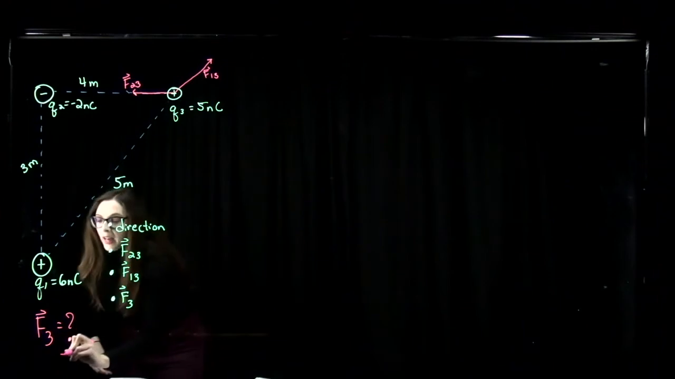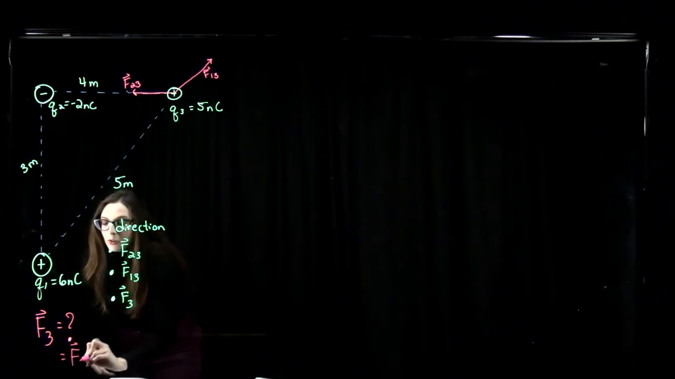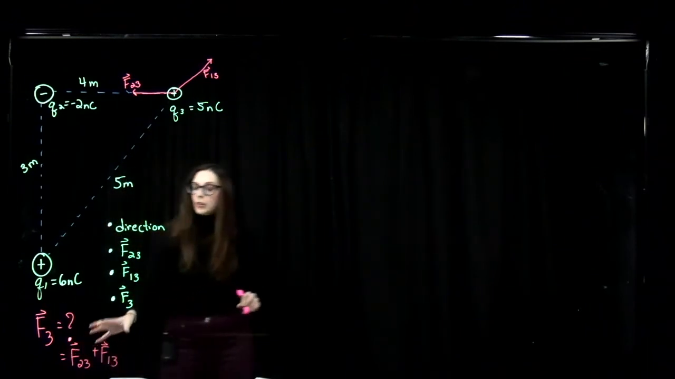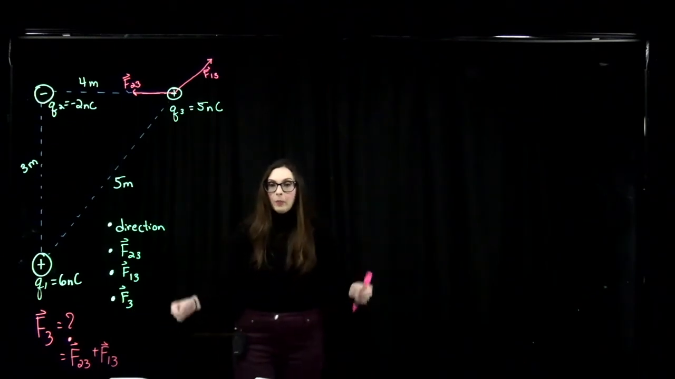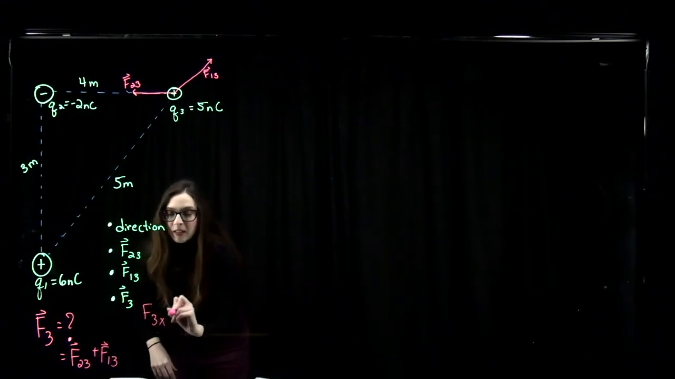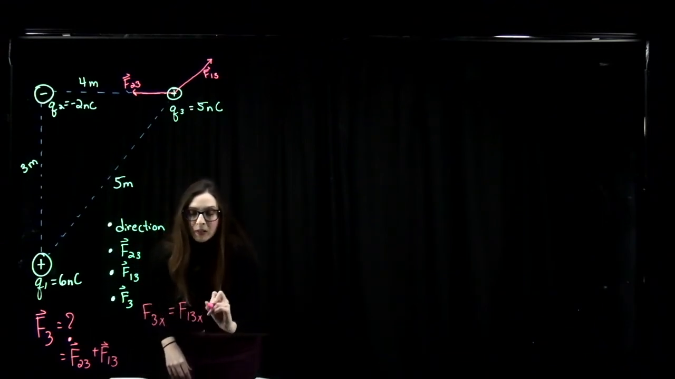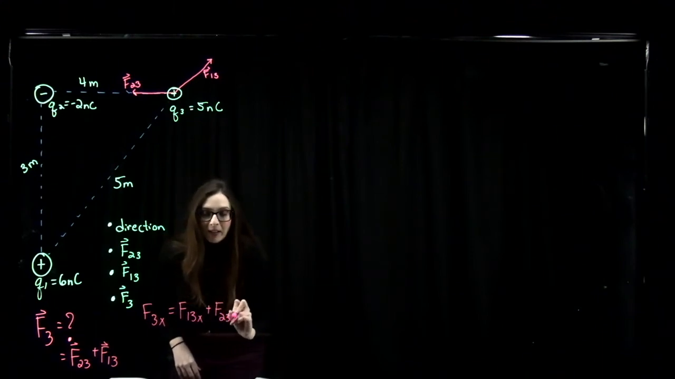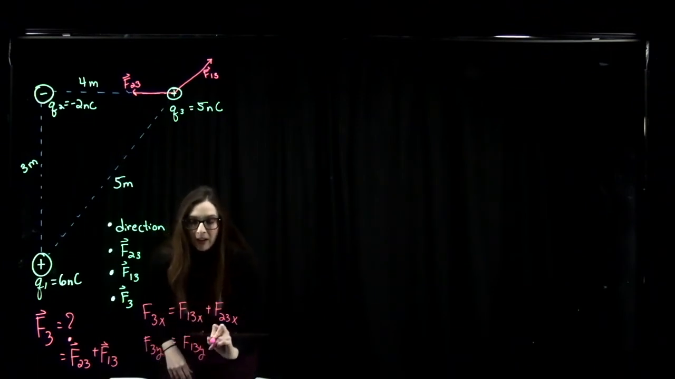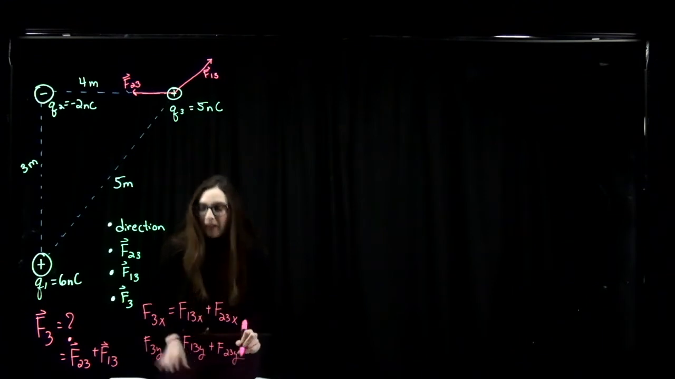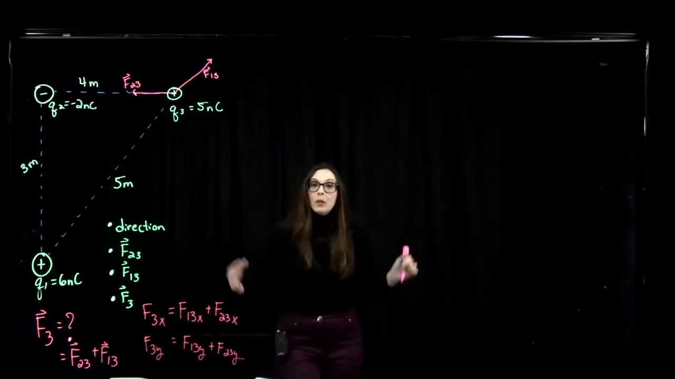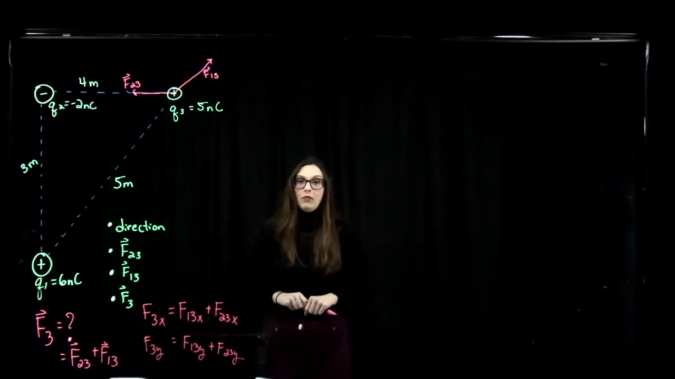To get F3, we're going to have to add F23 and F13. And of course, they're both vectors, so we have to break this up into the x and y components. So we could say that F3x is equal to F13x plus F23x, and F3y is equal to F13y plus F23y. And that will give us the x and y components of F3. And from that, we can get the magnitude and direction of F3.